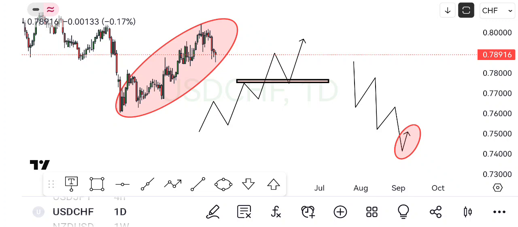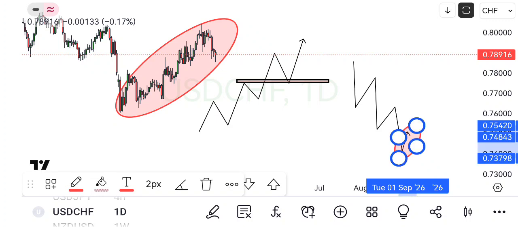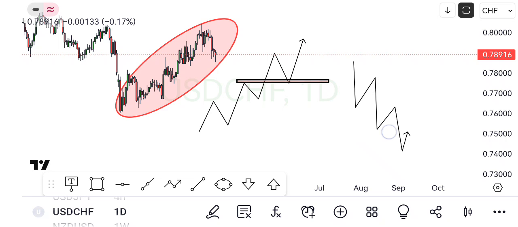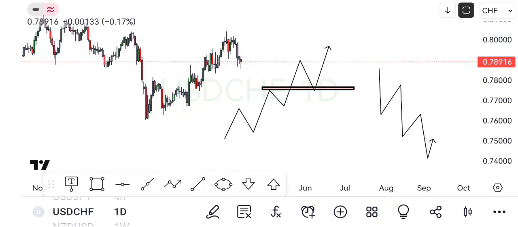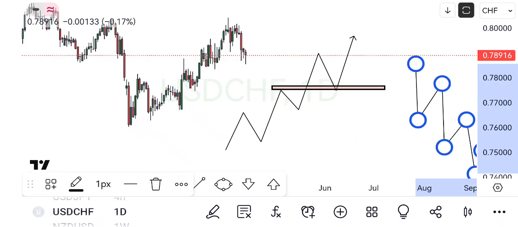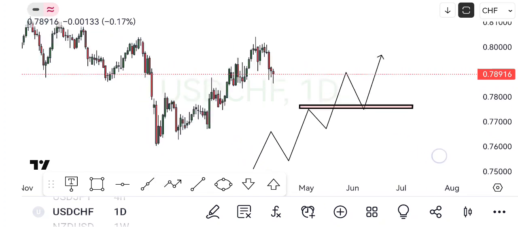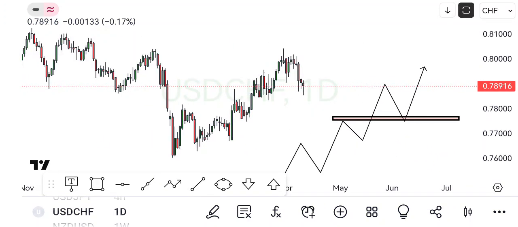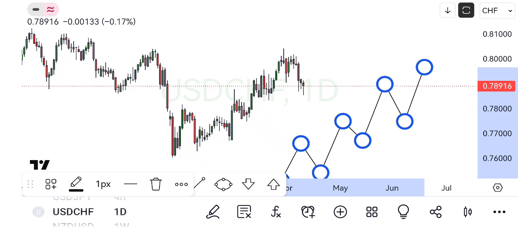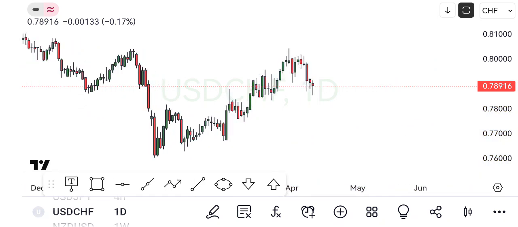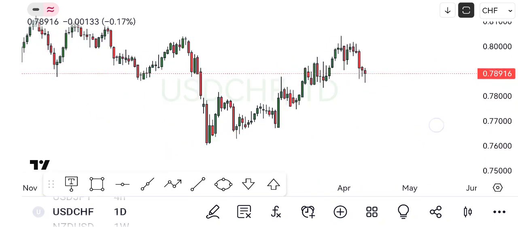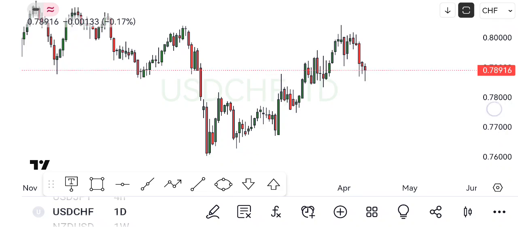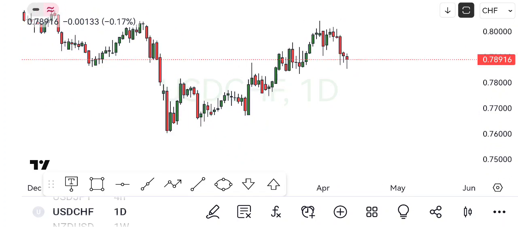You see what I'm trying to explain to you, right? Because daily is not our entry time frame, I will be looking to either buy or sell from H4 using this analysis, using this information that I've given to you.